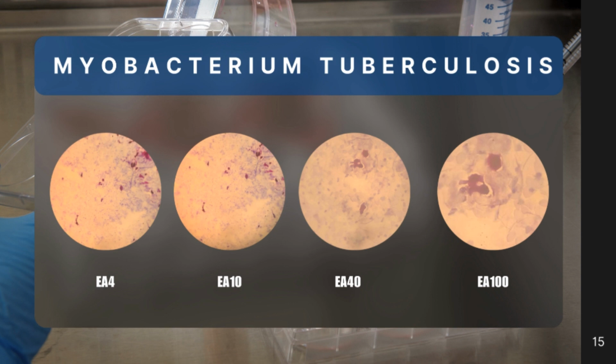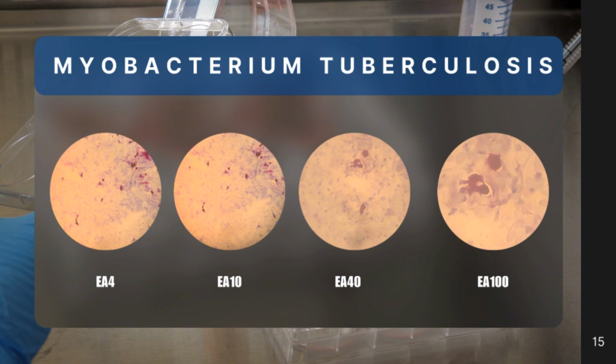Mycobacterium tuberculosis is a bacterium that causes tuberculosis, or TB, a contagious airborne infection that usually affects the lungs but can also affect other parts of the body. TB spreads through the air when a person with TB of the lungs or throat coughs, sneezes, or talks, and others breathe in the bacteria.